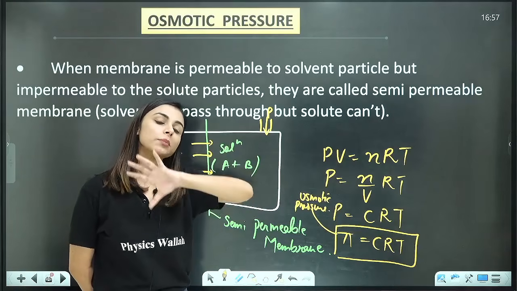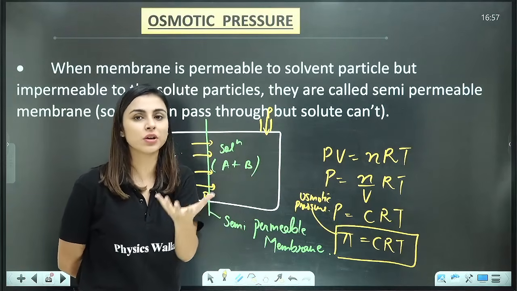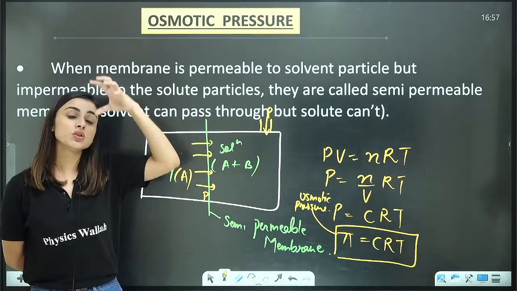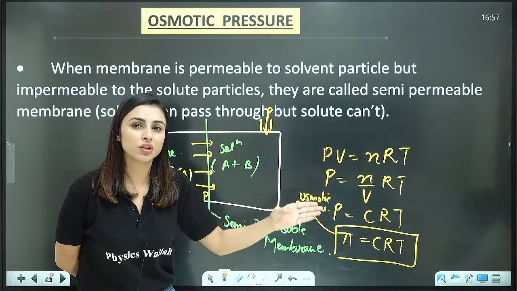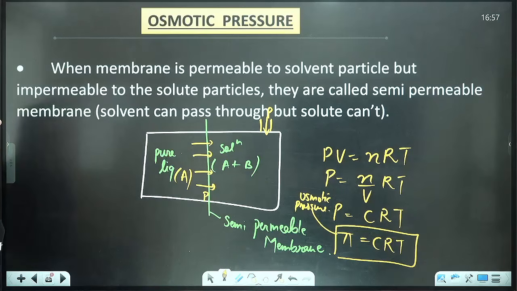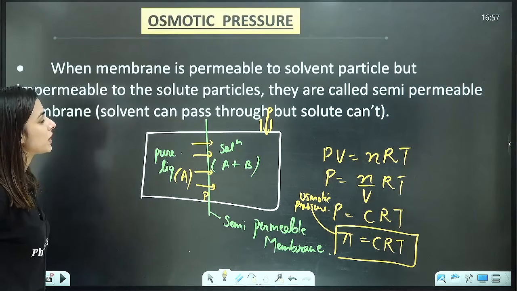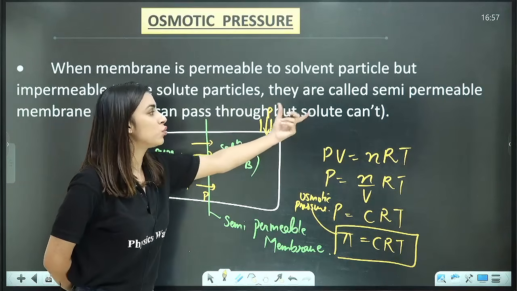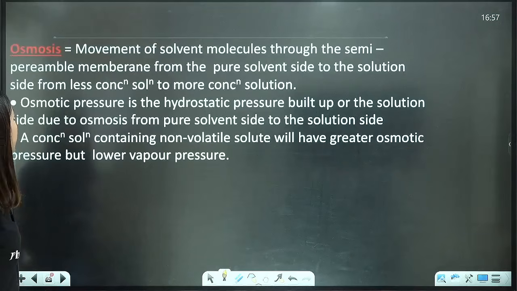The pressure exerted by this pure liquid movement to the solution side is known as osmotic pressure. The second definition is the pressure applied so that you can stop the movement of pure liquid to the solution side. Perfect. Let us read it. When a membrane is permeable to solvent particles but impermeable to the solute particles, it is called a semi-permeable membrane. Solvent can pass through but solute can't.